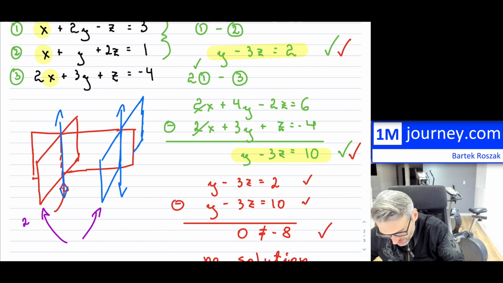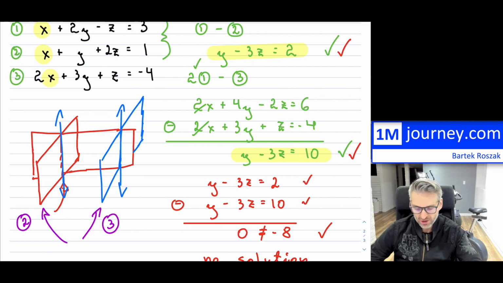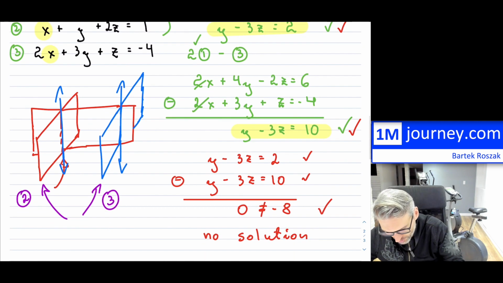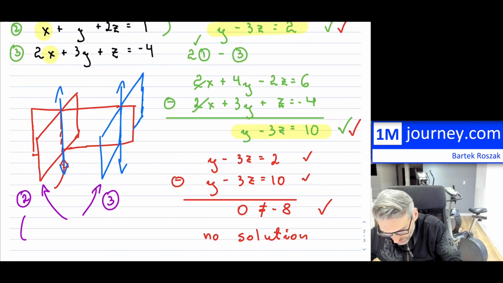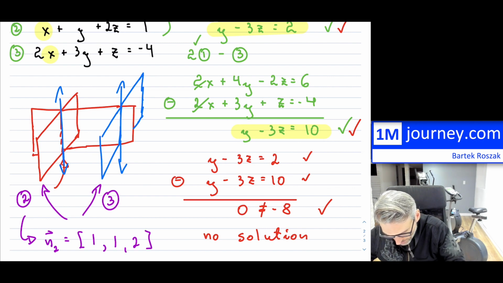So if this is equation 2 and this is equation 3, are these actually parallel to each other? Are these two planes parallel to each other, or do they intersect? Now, you can check that for yourself. You can check plane 2 and plane 3 just by looking at the normals. So notice from equation 2, the normal of 2 is equal to, this is just the coefficients 1, 1, and 2. The normal of the third one is going to be 2, 3, and 1.